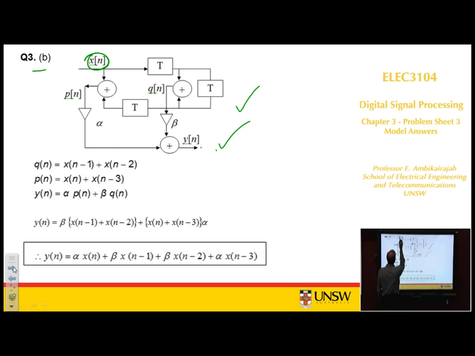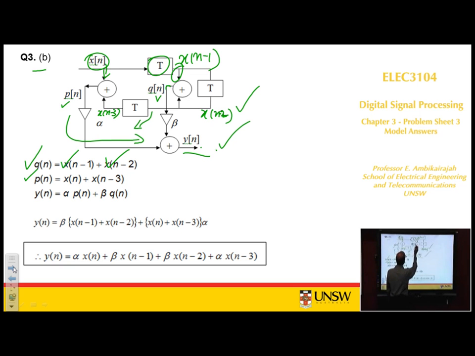Let's go with this. Xn delayed by T, xn minus 1 here, and then this is xn minus 2. Add them together, you get qn. So qn is xn minus 1 plus xn minus 2. Then we get pn. Pn is xn directly, and then you have got xn minus 2 and xn minus 2 delayed by 1, so xn minus 3 here, and you add these two together, you get pn. And then yn is equal to pn comes in, and here this is qn multiplied by beta. So qn multiplied by beta.